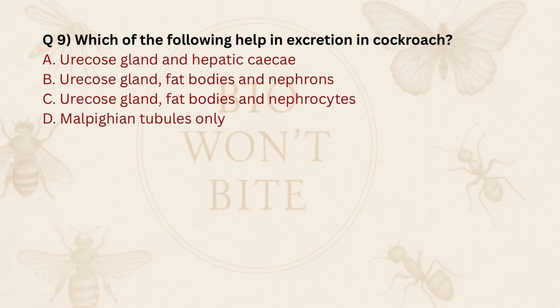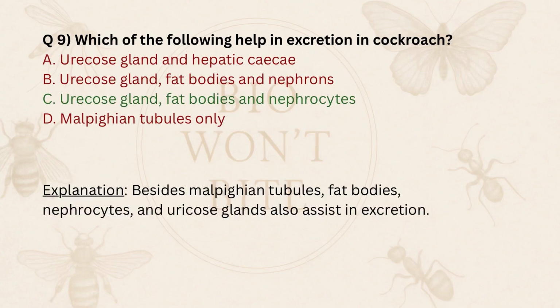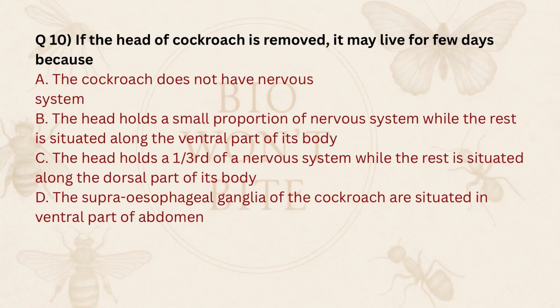Our next question is, which of the following help in excretion in cockroach? The correct answer is option C, uricose glands, fat bodies and nephrocytes. Besides Malpighian tubules, other structures like uricose glands, fat bodies and nephrocytes also help in excretion, removing nitrogenous waste from the body.